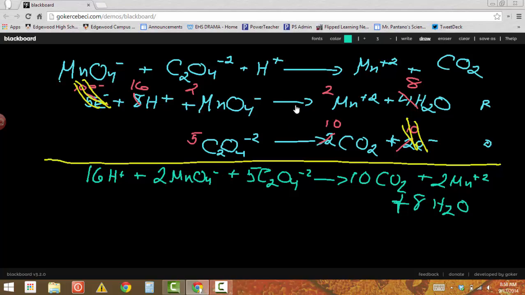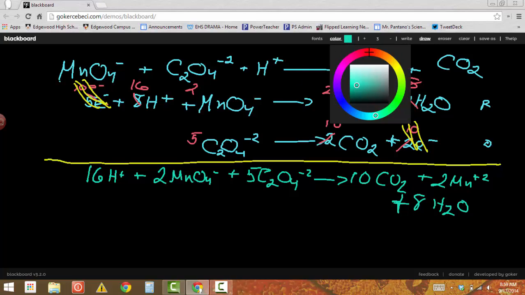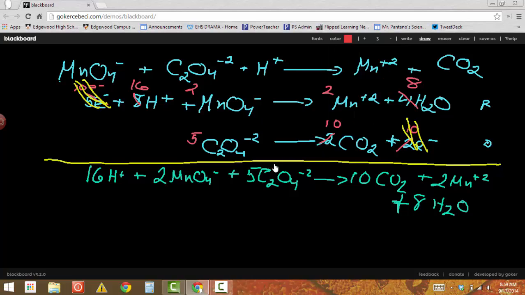Now, this was done in acid because of the H plus. If we wanted to do it in base, we could do exactly the same thing. We pretend it's in acid. We get all the way to the bottom. And then we neutralize the H plus on both sides, and we add hydroxides. So if we were to pretend for a minute that this equation was supposed to be done in base, it's not, but if we were to pretend, then I could cancel out, I'll use red here, the H plus by adding the same number of hydroxides.